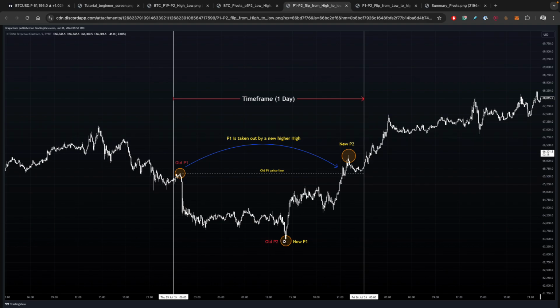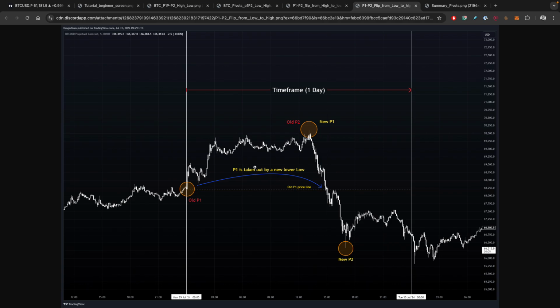This was P2, but because now the daily low is put in first and the daily high is put in second, this became P1, and now this is P2. If you're wondering, okay, but how are we going to use this? Don't worry about it yet. It will all make sense in later videos. For now, really just focus on understanding the concept of P1 and P2 and the P1, P2 flip.